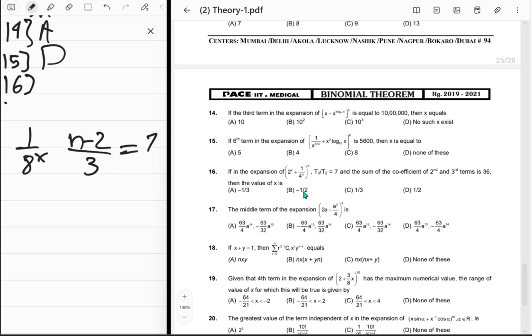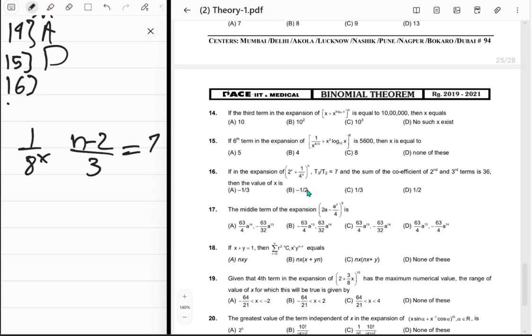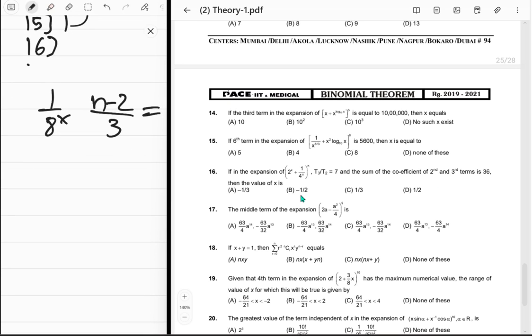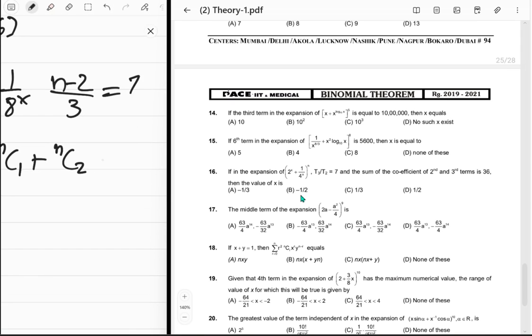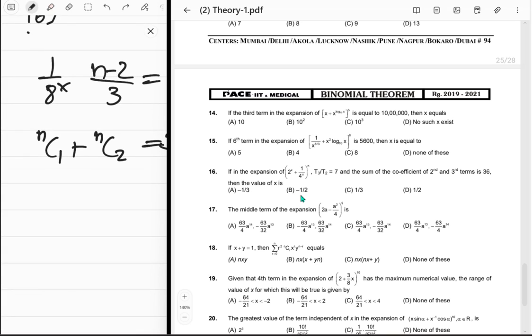That's what we're saying. And we are also saying that the sum of the coefficients of the second and third term, so just the coefficients, so r equal to 1 and r equal to 2, will just be nC1 plus nC2, right? That is 36. Then you will have to solve this equation together with n, and then you can solve for x in that case.